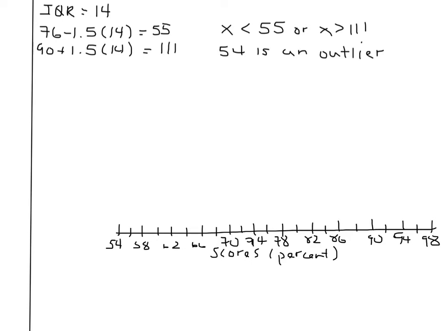All right, so to make our box plots, we want to make sure that we're labeling which class is which. So up here I'm going to put my period 1 data. Down here is going to be my period 4 data. Period 1, we've got a minimum at 60, Q1 at 67, median at 84, Q3 at 93, and our maximum at 99.